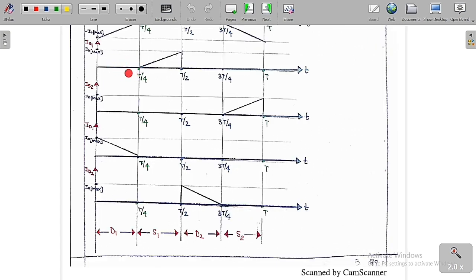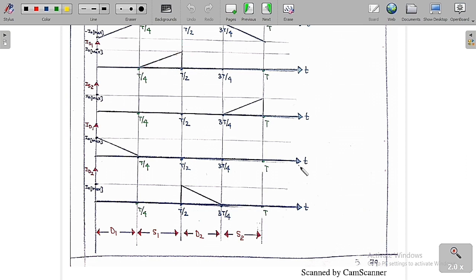So now we are going to draw the currents in the switches IS1 and IS2, that is, the current in switch S1, switch S2, diode D1 and diode D2. What current are we going to see? The switch S1 is conducting only from T by 4 to T by 2. Whenever the switch S1 is conducting, the output current is equal to the switch current IS1. So in this region, it is going to follow the output current. This is the nature of the switch S1 current.